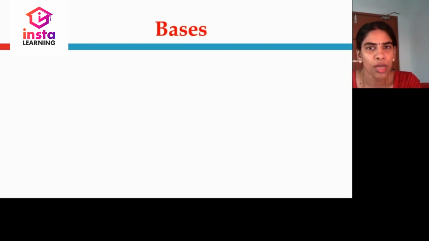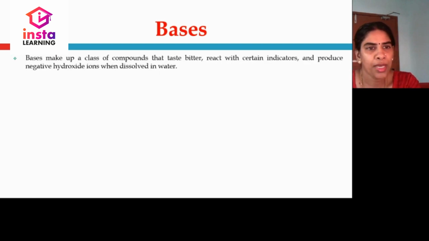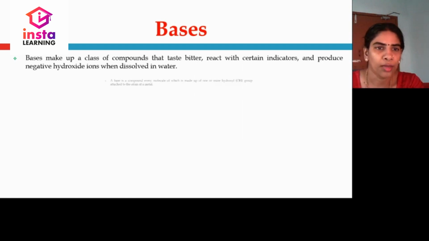Let us now discuss bases. Bases make up a class of compounds that taste bitter, react with certain indicators, and produce negative hydroxide ions when dissolved in water. So, we read that acids are sour in taste while bases are bitter in taste. Both will react with certain indicators. Acids produce positive hydrogen ions while bases produce negative hydroxide ions when dissolved in water.